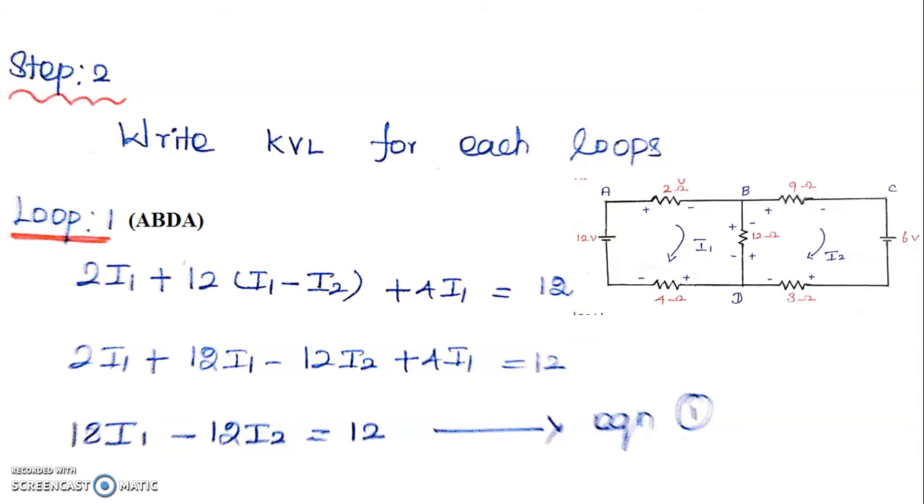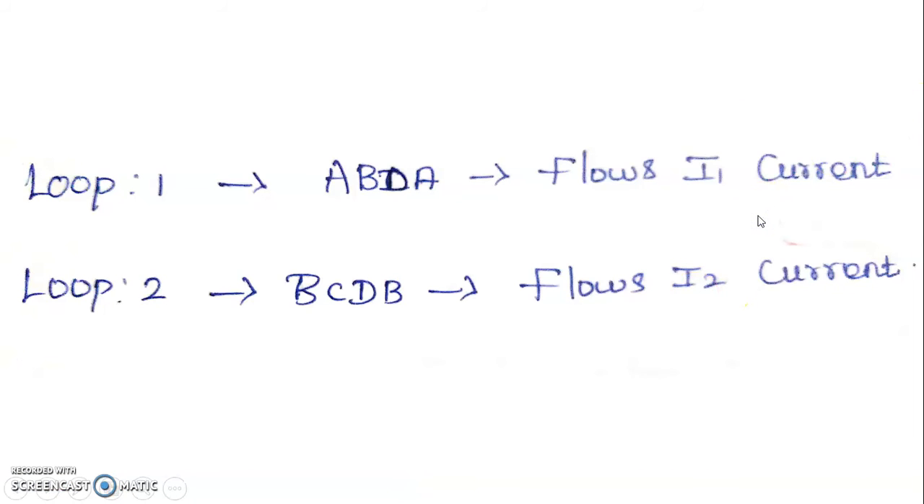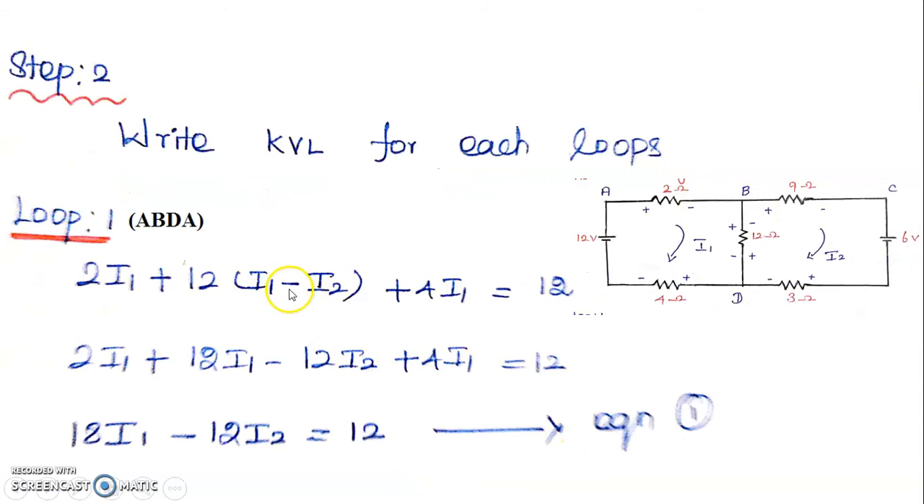Next we have to write the KVL for each loop. We already know that KVL says the sum of the potential rises is equal to the sum of the potential drops. For loop 1, that is A, B, D, A, the 12 volt is the potential rise, and the 3 ohm resistance has a potential drop. Then the equation becomes potential rise equals potential drop.